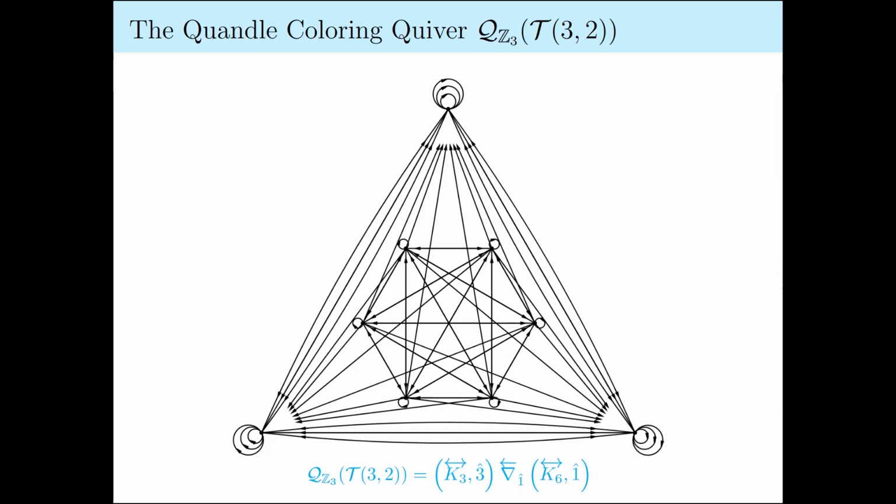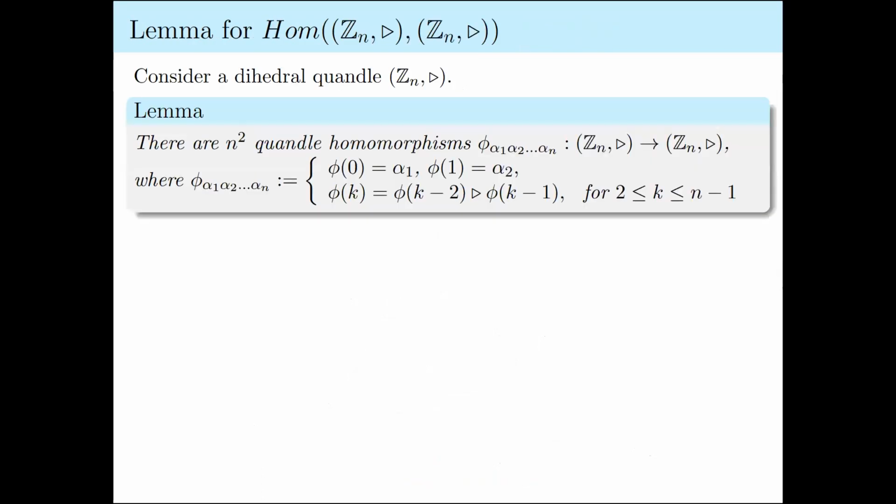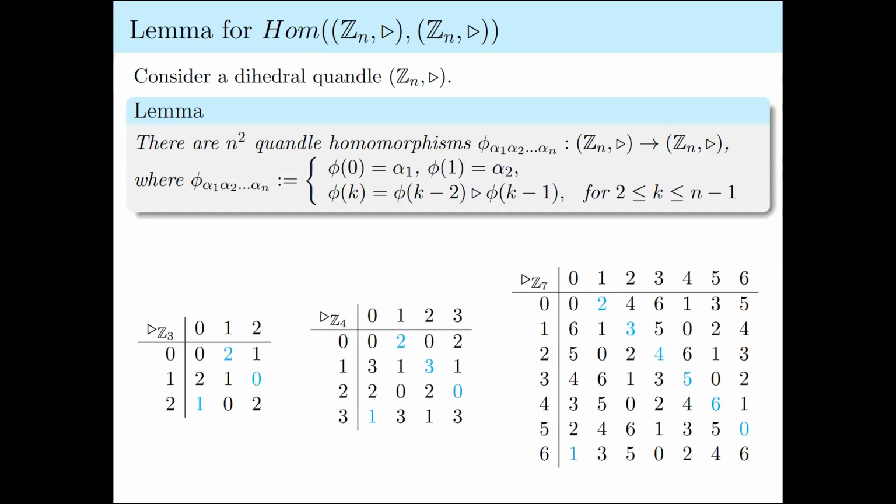Now in this case, the number of maps we had to consider was manageable, but the number quickly grows with each example. So this leads to our first lemma. If we consider a dihedral quandle, Zn, it turns out there are n-squared quandle homomorphisms from it to itself that have the form phi sub alpha. In addition to this, the alphas can be found recursively. And this is easier to visualize using the operation tables of our dihedral quandles.